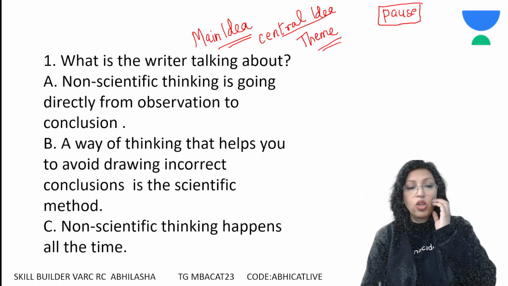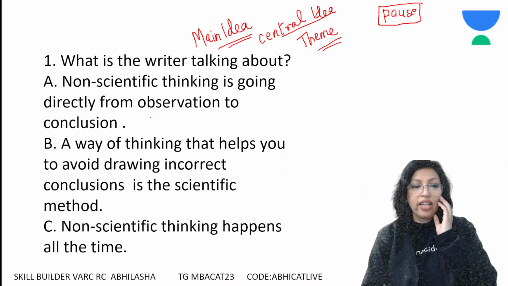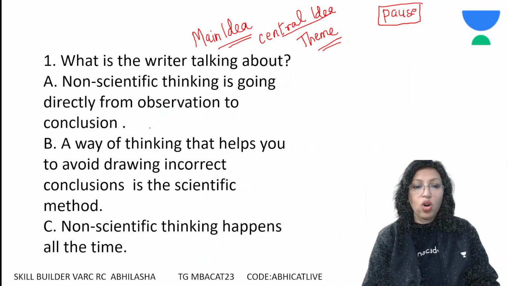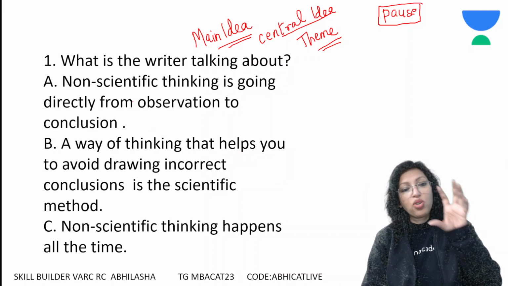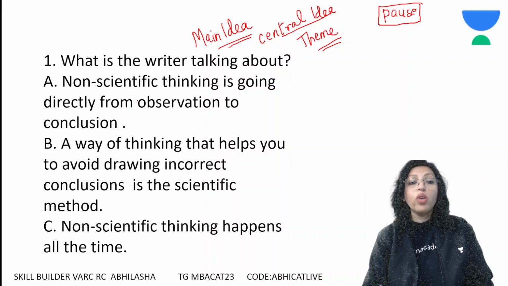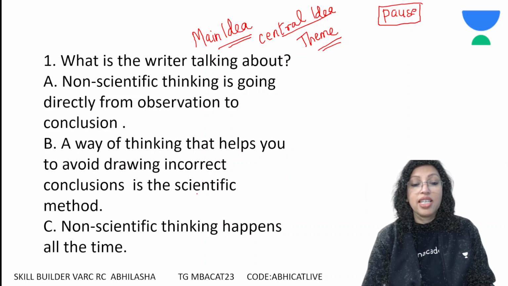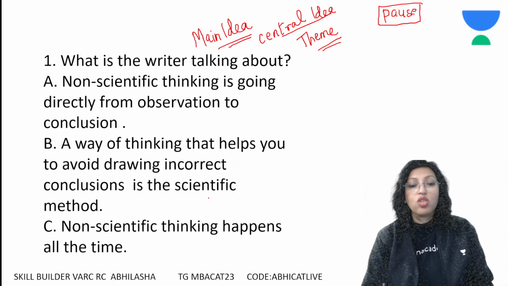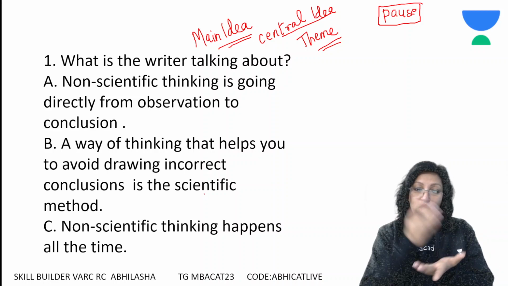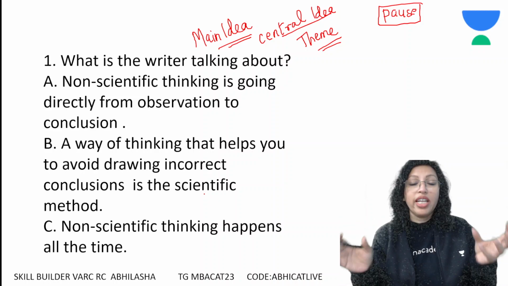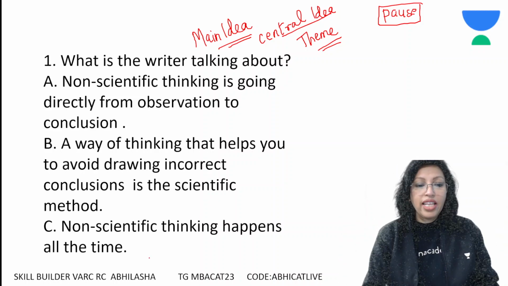Let's take a look. So non-scientific thinking is going directly from observation to conclusion. Okay, well, yes, we were talking about that. But was this passage really about non-scientific thinking only? So no. A way of thinking that helps you to avoid drawing incorrect conclusions is the scientific method. Okay, so we were talking about what is non-scientific thinking, and then we spoke about what is the scientific method in detail. Okay, and then the third one says non-scientific thinking happens all the time.